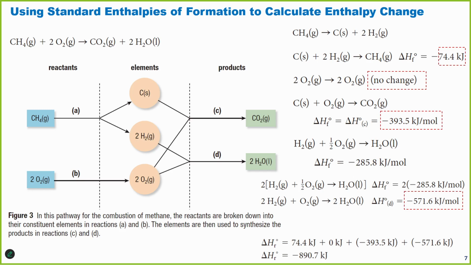In reactions C and D of the pathway shown in Figure 3, the elements from the decomposition of reactants combine to form the final products, carbon dioxide and water. The balanced chemical equations are shown here for these two reactions. Since 2 moles of water are formed in the combustion of methane, the delta H_f degree of water must be multiplied by 2, as in the following two equations shown here.